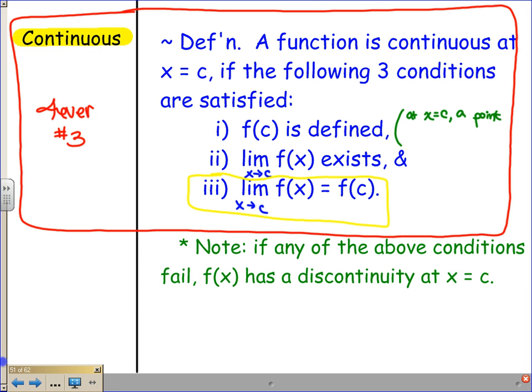A point exists. I'm not asking as to whether it's jumping or breaking or like randomly in a vertical asymptote. I'm just saying, is there a point? If I plug in c, can I get out a y? If I plug in an x, can I get out a y at c? Is there a point?